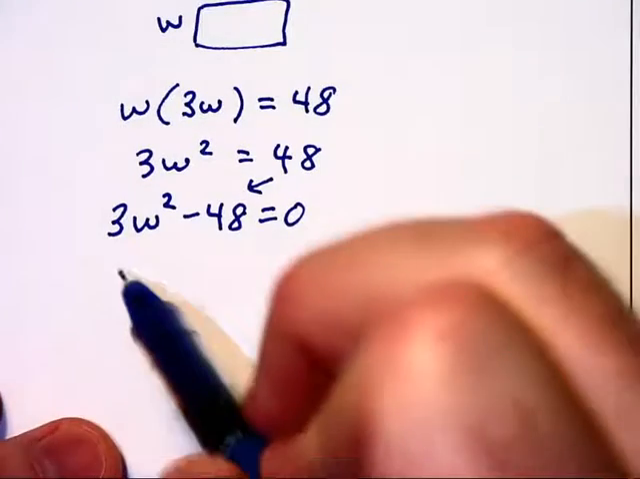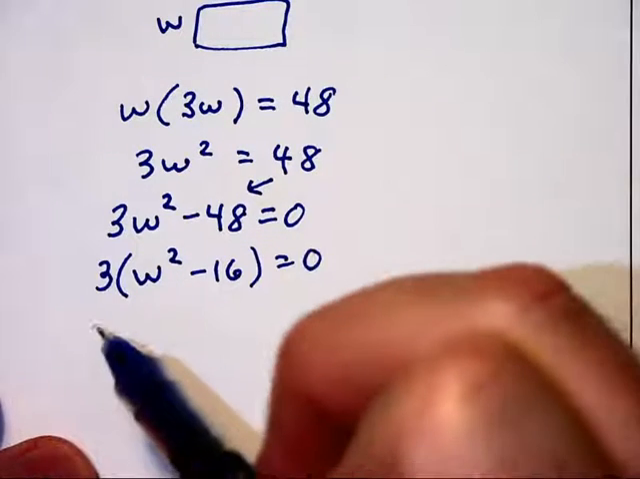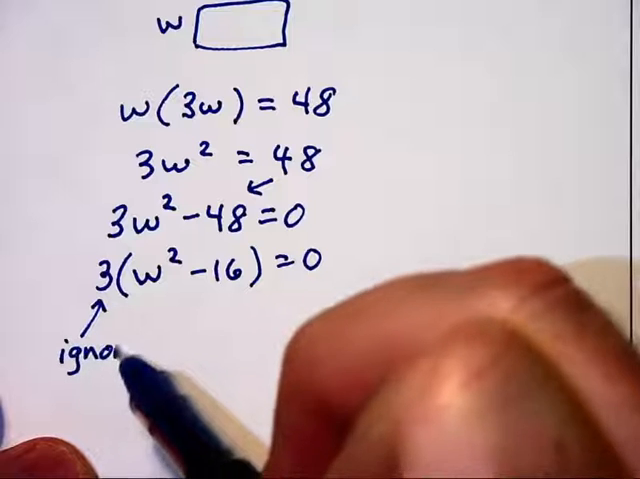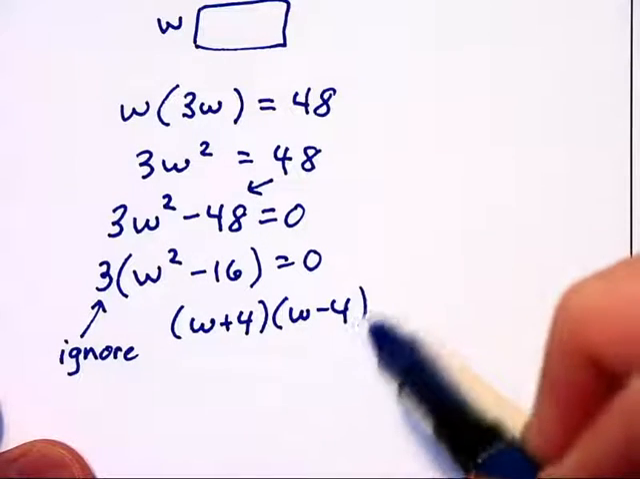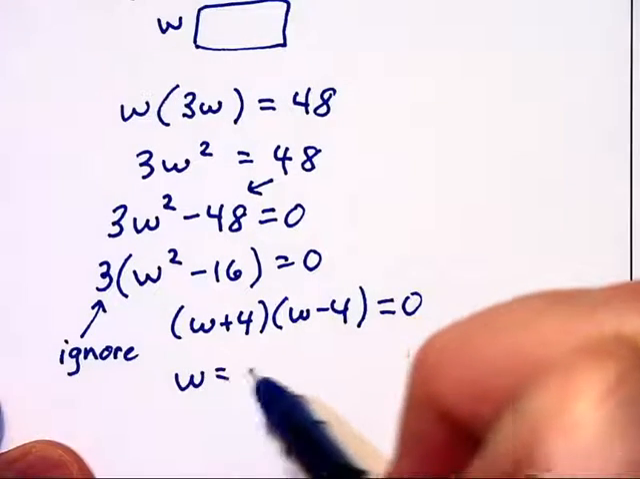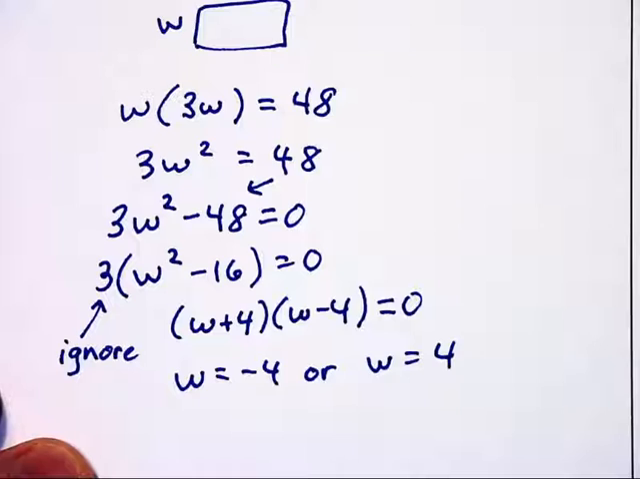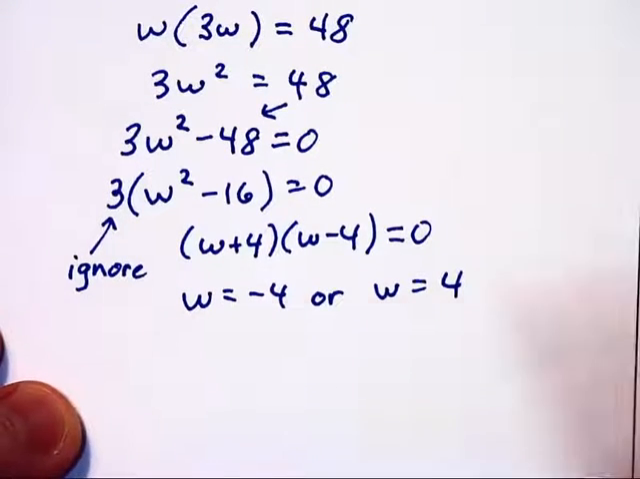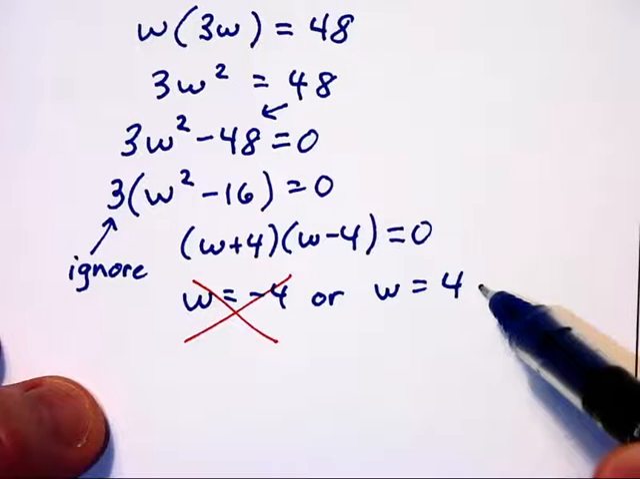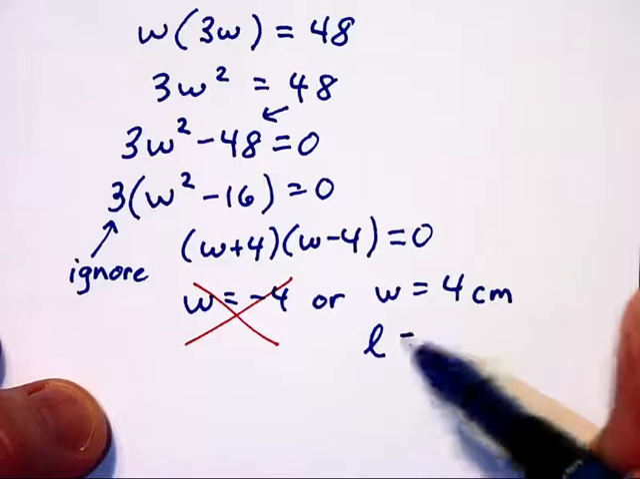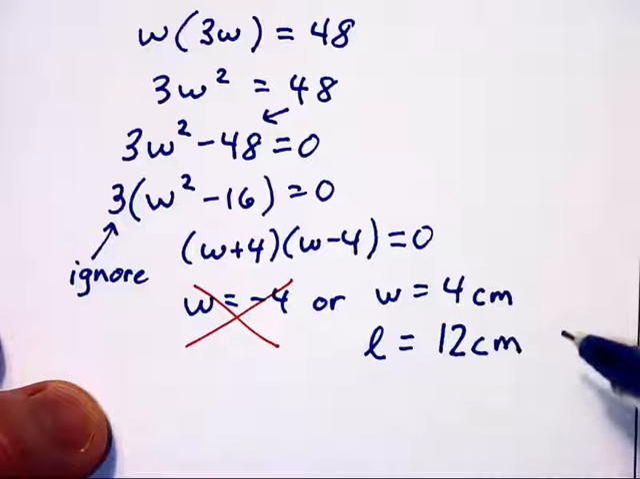This will then factor, take out a 3. We have w squared minus 16 equals 0. We can ignore the 3 out front. We have the difference of 2 squares, w plus 4 times w minus 4 equals 0, and therefore w equals negative 4 or w equals positive 4. Now we're dealing with geometry here, and a width can never be negative, so we will cross off this w equals negative 4. Let's throw in the dimensions. This is centimeters. The length is triple that. 3 times 4 is 12, and we'll have 12 centimeters then for the length.